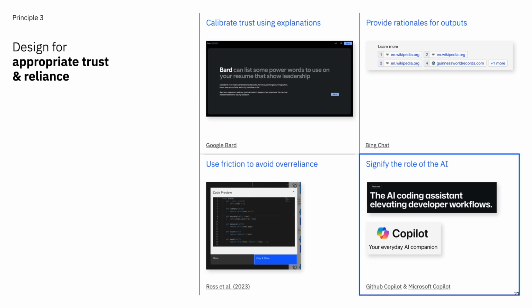And finally, it's really important to signify the role of the AI and how it fits into the user's workflow, because that sets their expectations for how they will interact with it, and it also impacts how much they will trust it. GitHub and Microsoft both position their assistants as a co-pilot, signaling that the user will always remain in control.